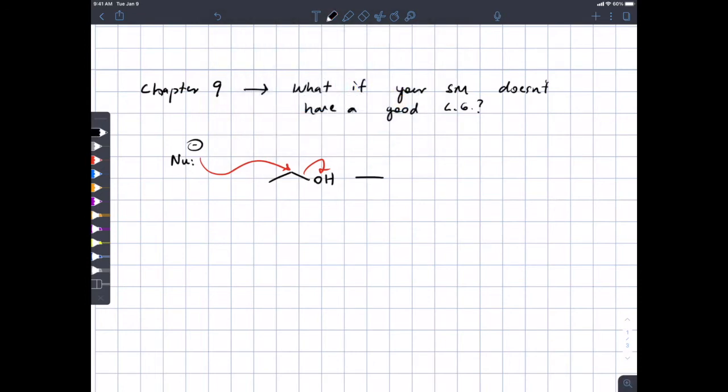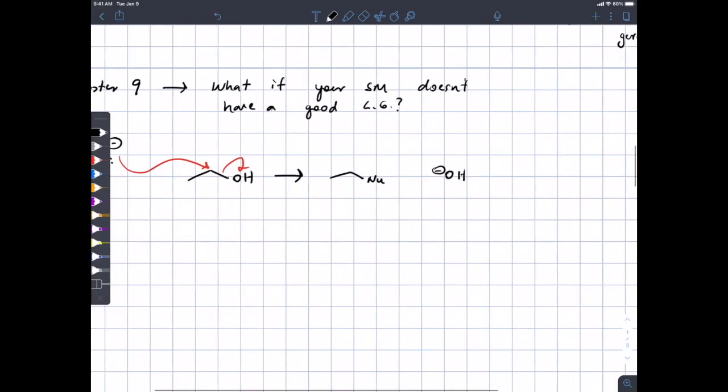Okay, now that may look reasonable to you. It's just like the alkyl halide chemistry, and we have OH minus as a leaving group, but OH minus is a terrible, horrible, no good, very bad leaving group.